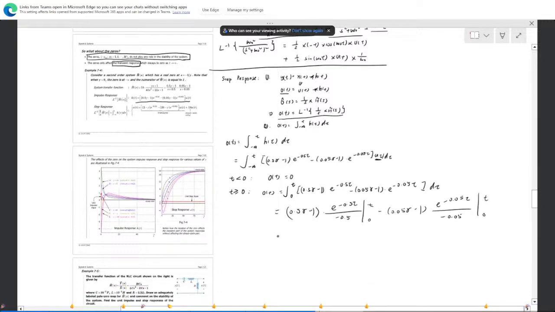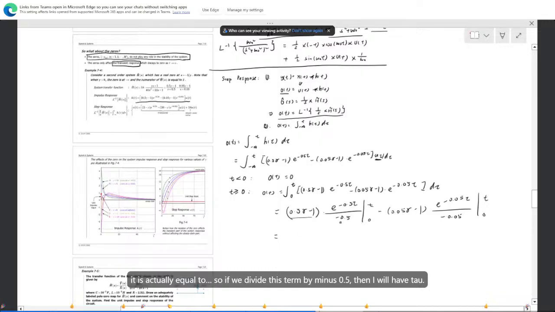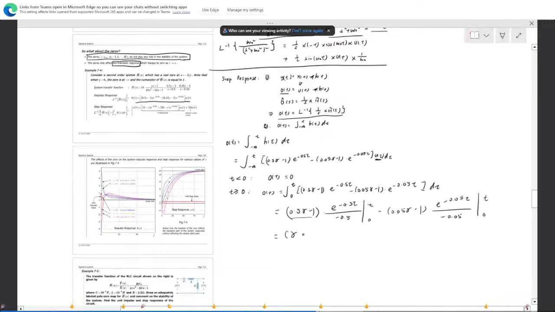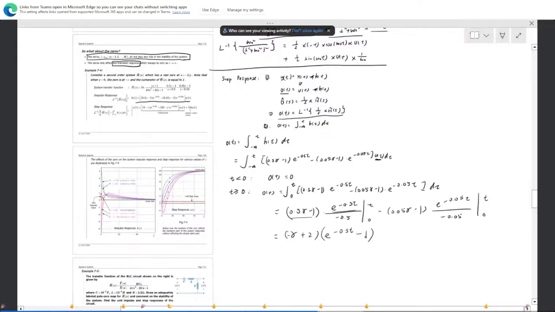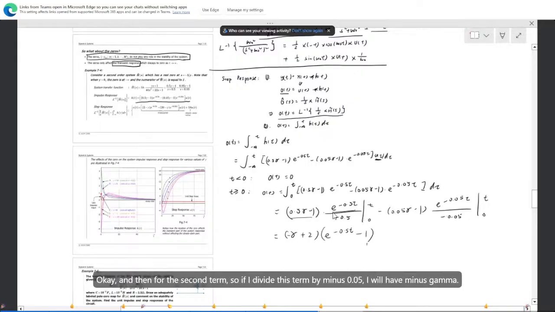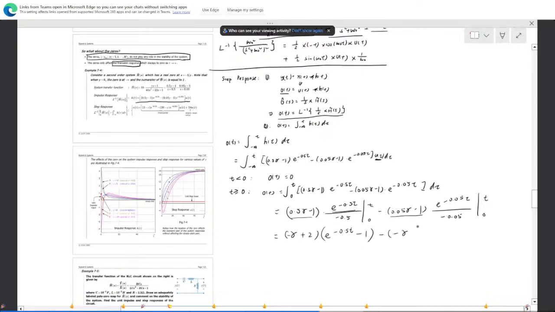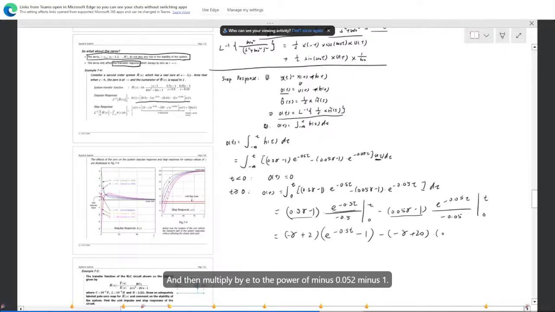And then it is actually equal to, so if we divide this term by minus 0.5, then I will have minus (gamma minus 2). And then for the denominator here, I will have e to the power of minus 0.5 t and then minus 1, because when tau is 0, this term will be equal to 1. Okay? And then for the second term, if I divide this term by minus 0.05, I will have minus gamma plus 20, and then multiply by e to the power of minus 0.05 t minus 1.